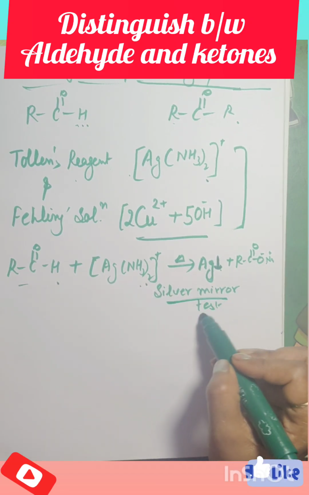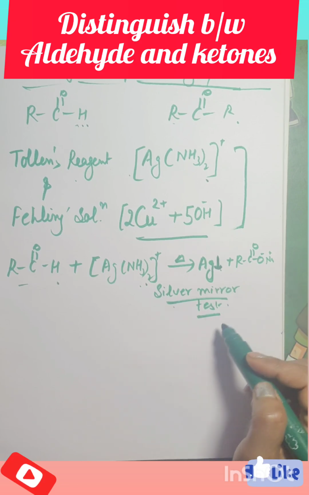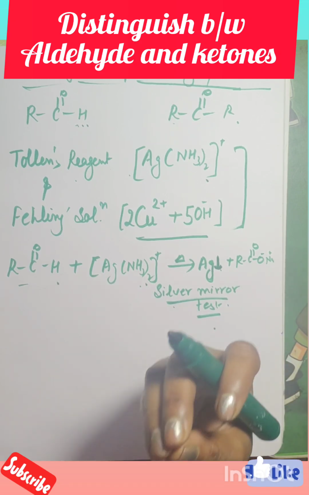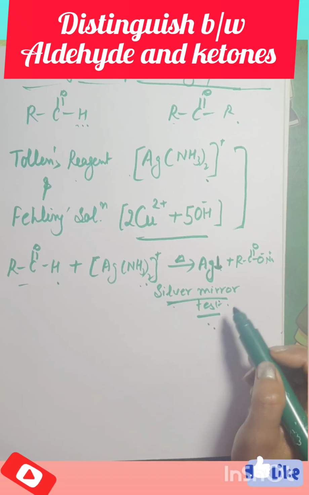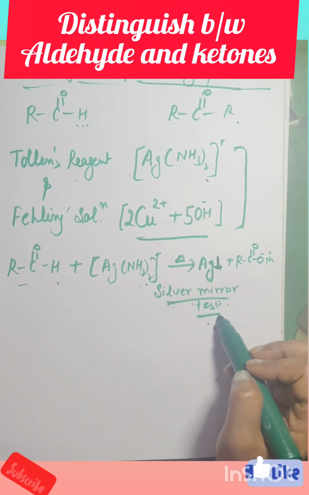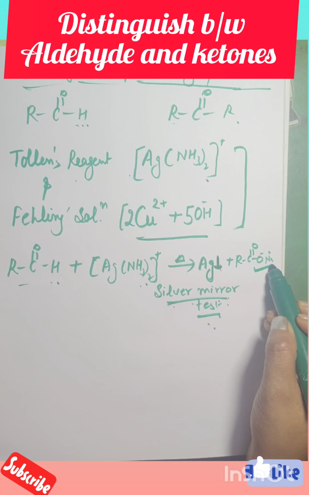Your test tube starts glowing, and that's why it is called the silver mirror test. A mirror is formed on the test tube. Your test tube now becomes a mirror. That's why it is called the silver mirror test, and aldehyde is oxidized.